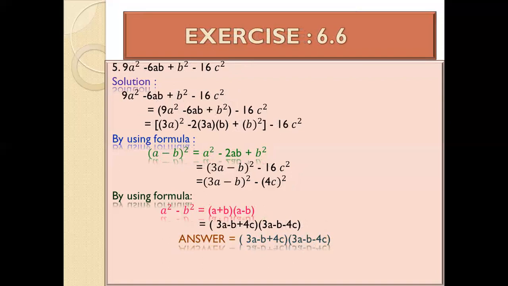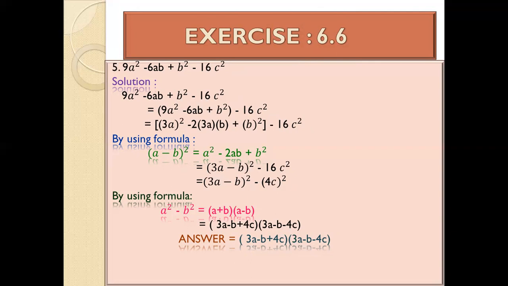Come to the last question, question number 5. 9a² − 6ab + b². Again we have the minus formula over here, and then −16c². Enclose the first three terms within a bracket, 9a² − 6ab + b², and −16c² is an extra term, so we write it outside the bracket.